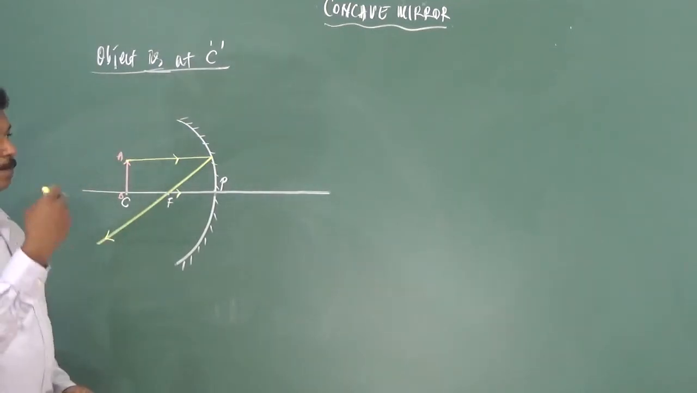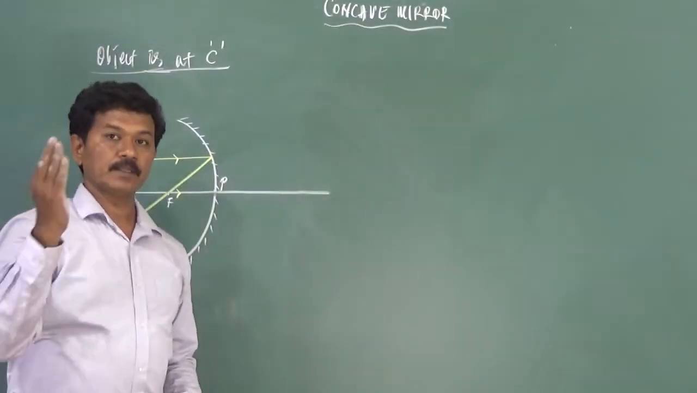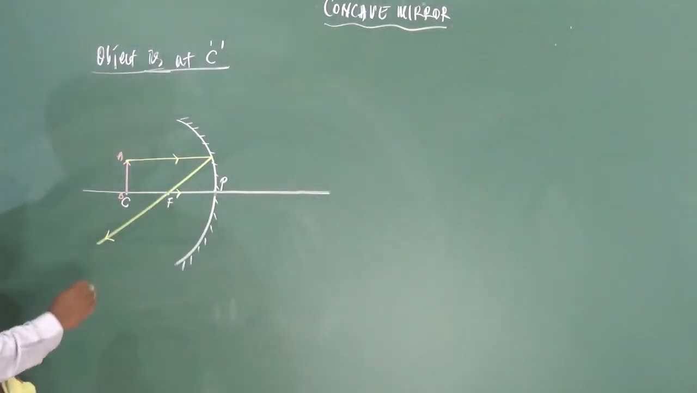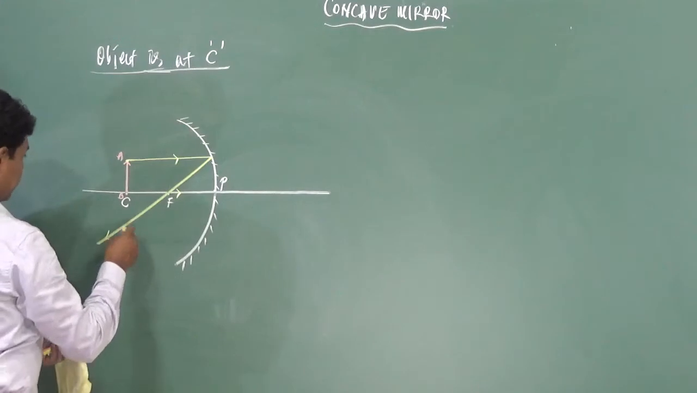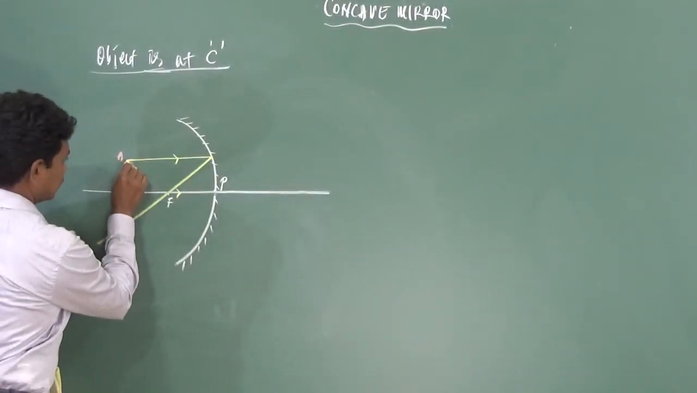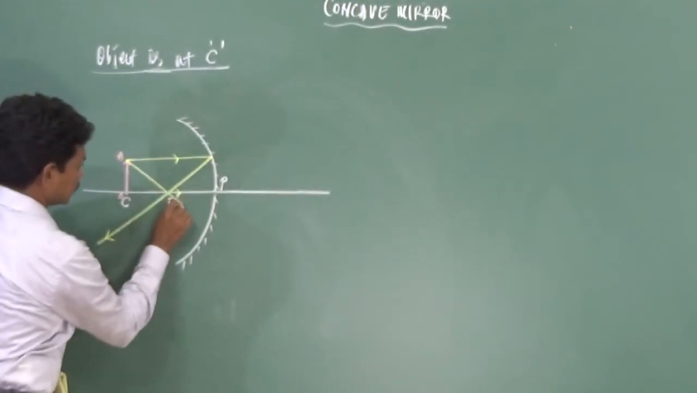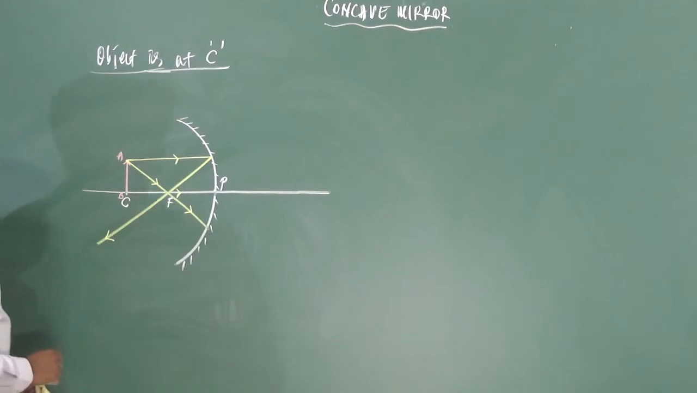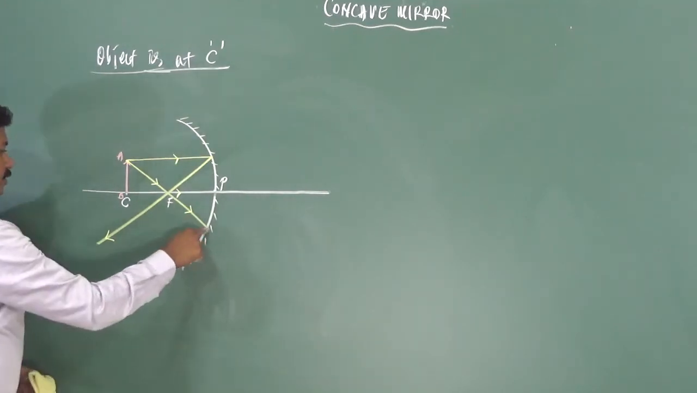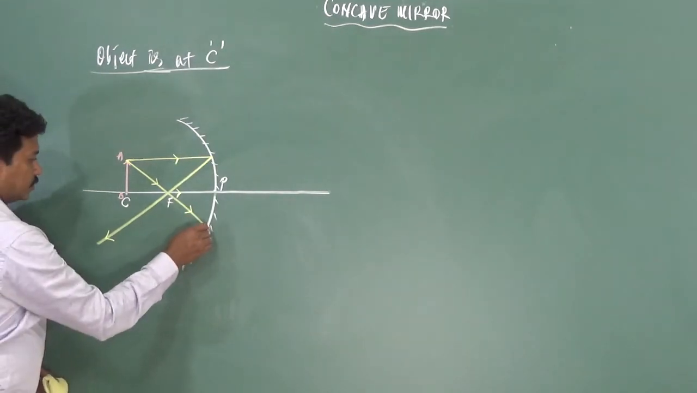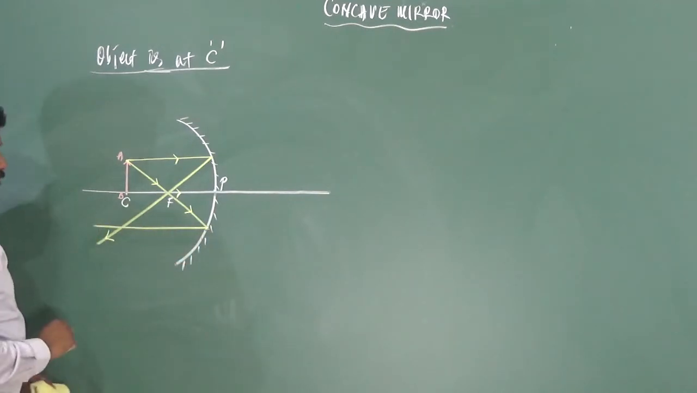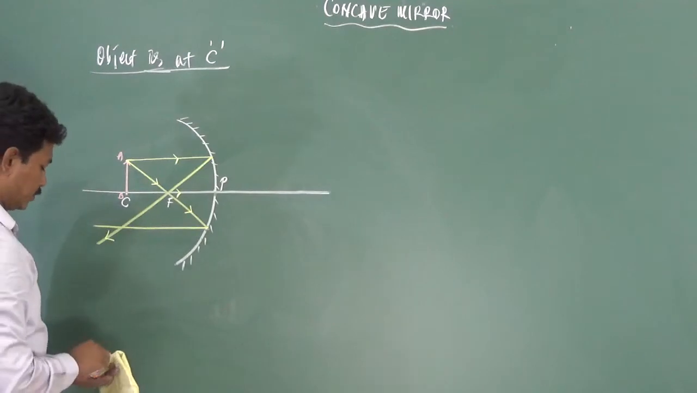Now, where to pass the second light ray? Usually we will do like this. We will take another light ray from point A and make it pass through the principal focus. So the second light ray is passing through the principal focus. After reflection at this point, the light ray is going to travel parallel to the principal axis, according to the rules I told you earlier.